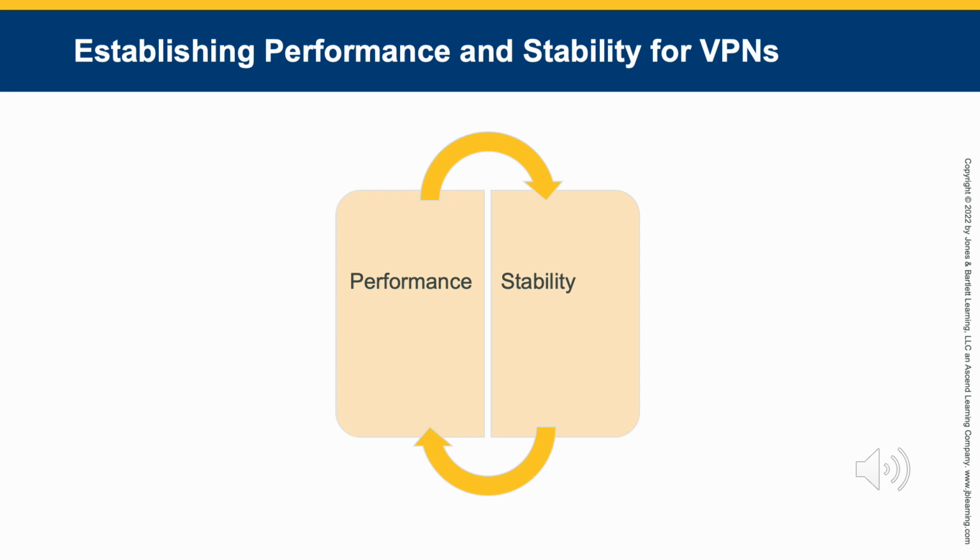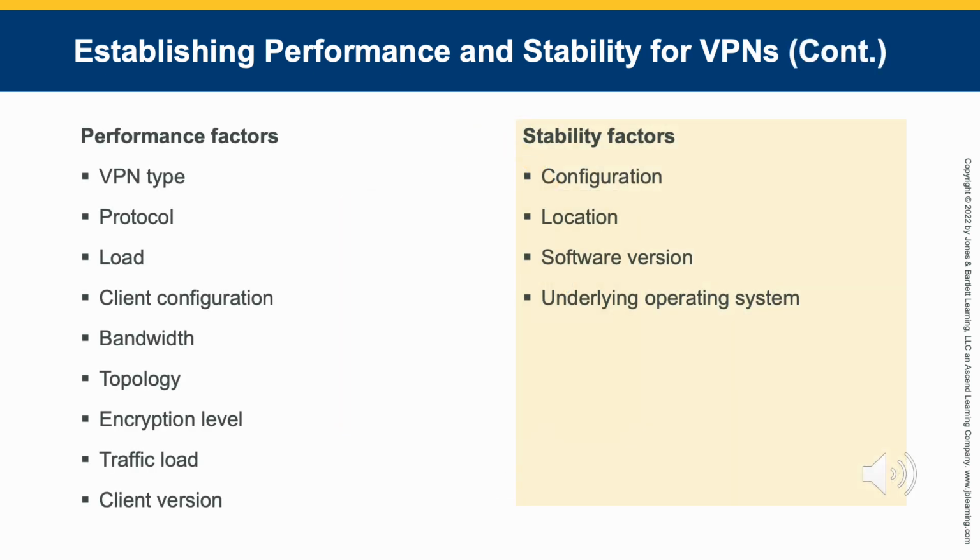A common challenge is we're always trying to establish performance and stability for VPNs. What are some of the performance factors? It could be the VPN type, the protocol, load, client configuration, bandwidth, topology, the encryption level, traffic load, client version. Stability factors are the configuration, the location, software version, and underlying operating system.